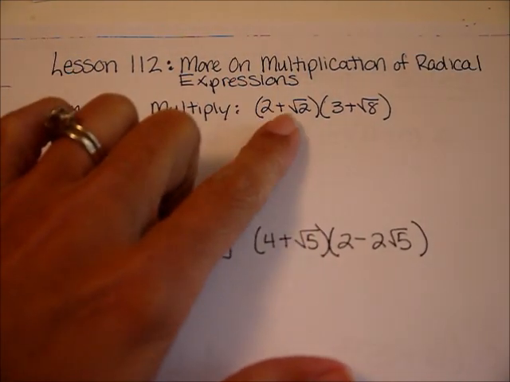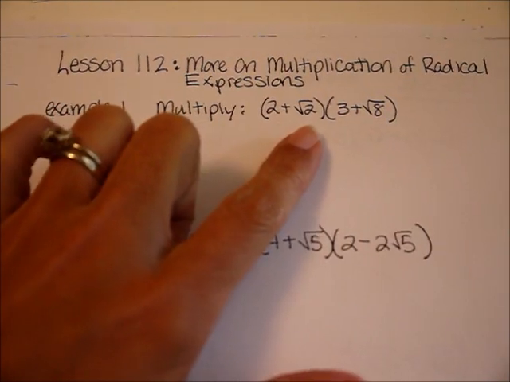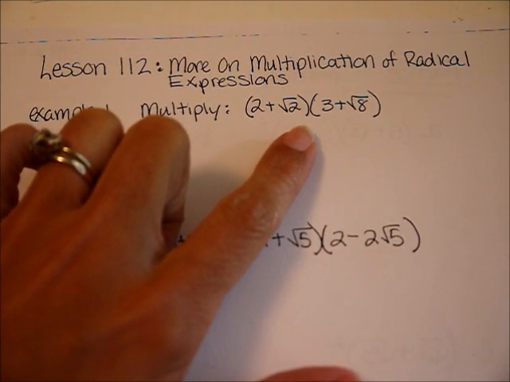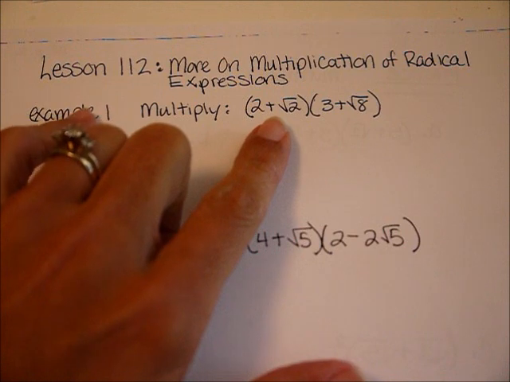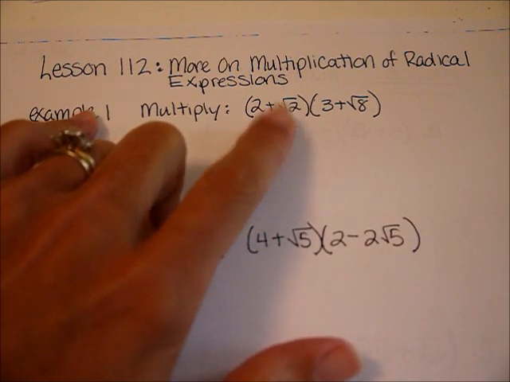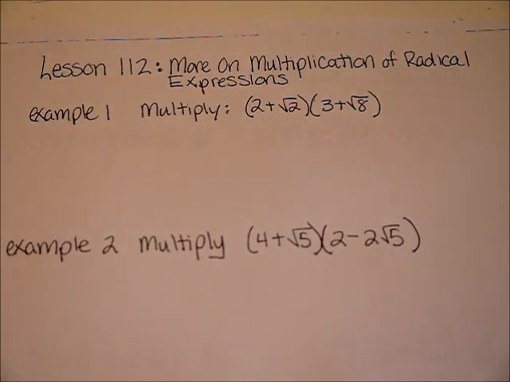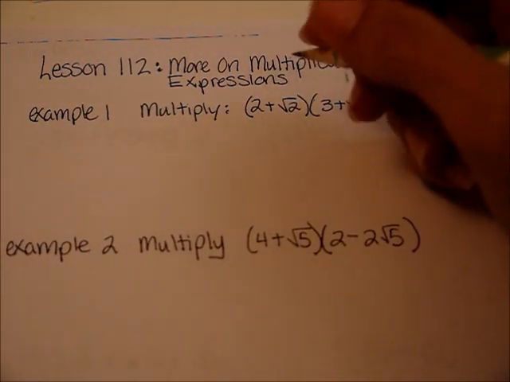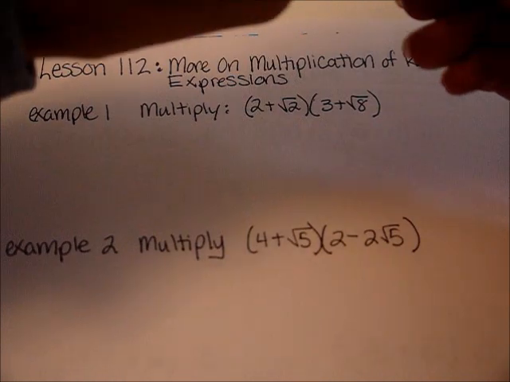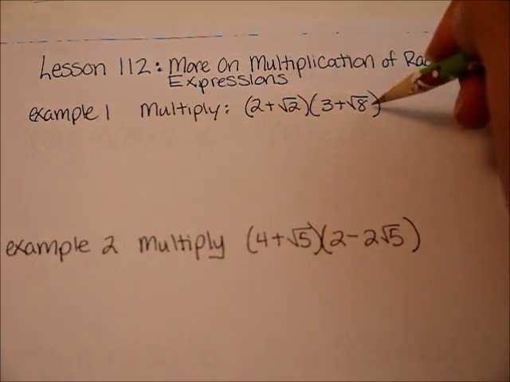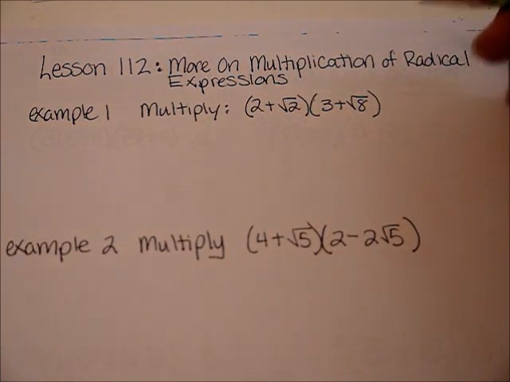Basically, when you see something like this, what do you think of? Well, maybe you might think of getting out of here and not doing the math anymore. I actually think of foiling. First, outer, inner, last, and that's what we do with these. Because we have a radical, it's going to be a little different.